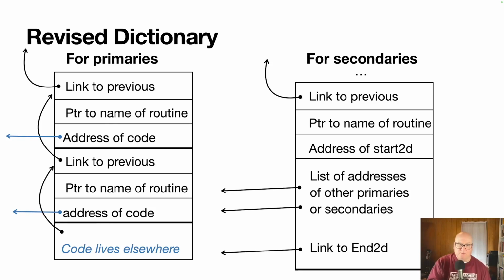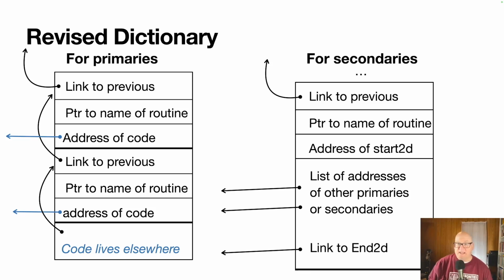Now, in the version I've shown before and some other implementations use, the code actually follows directly in the dictionary, but we pull it off to the side because our linker is kind of not up to the task. That's fine. And then the links to previous give us a singly linked list that we can walk through and look for a name.